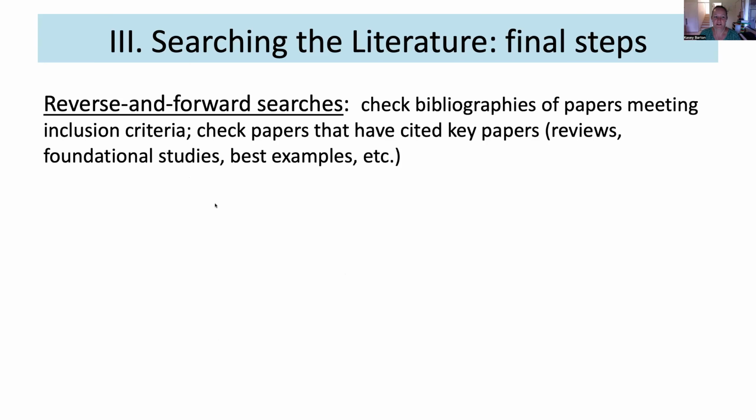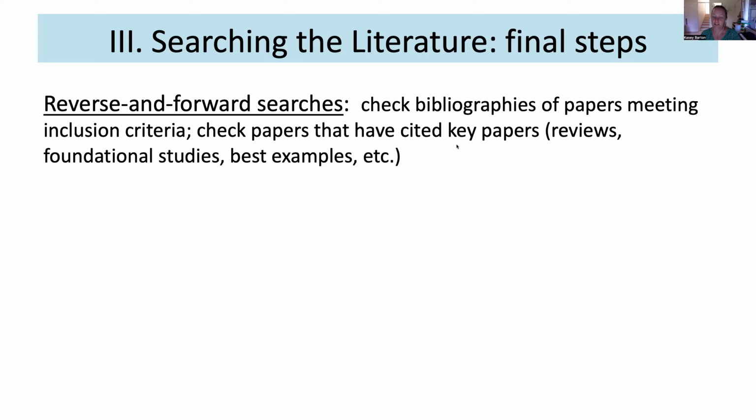The reason for these final searches is, first of all, reverse and forward searches are super helpful. This can actually be ongoing. As I'm reading papers in that formal second assessment, I always look at the bibliographies to find other papers that sound relevant, and then I add those and check them too in a formal assessment. Reverse searching is looking at the papers cited in the papers that meet my inclusion criteria.